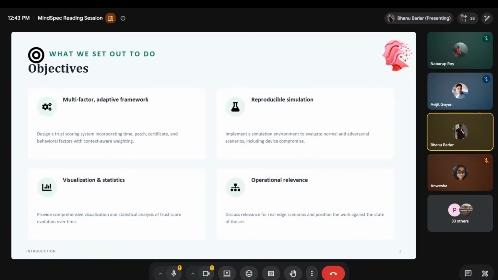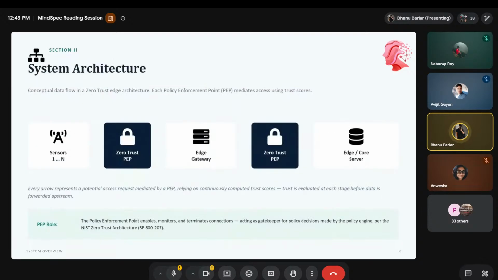Now that we have discussed the motivation and objectives, let's move on to the system architecture. This slide shows how the dynamic trust scoring framework is integrated into a zero trust edge environment. Starting from the left, we have multiple edge devices such as sensors, surveillance cameras, industrial controllers, smart meters, and other IoT devices. These devices generate data that needs to be securely transmitted through the network.